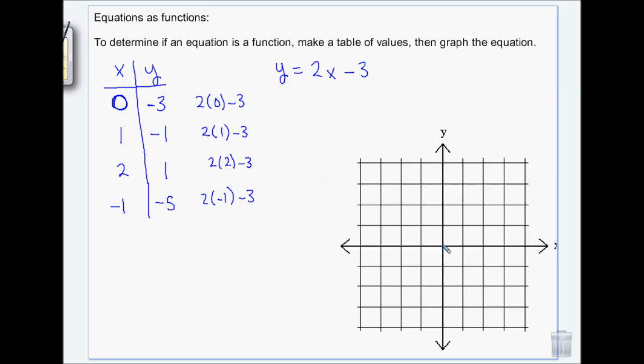So let's go here. We have 0, negative 3. That's this point. I have 1, negative 1. I have 2, positive 1. If I go to negative 1, I have negative 5, but I run out of space, so I can't actually graph this on this one, which is fine. If you look here, this looks like a pretty straight line, doesn't it? So we graph our line.